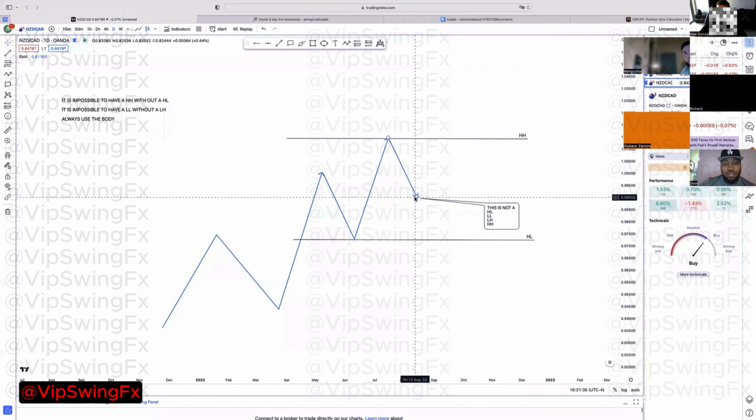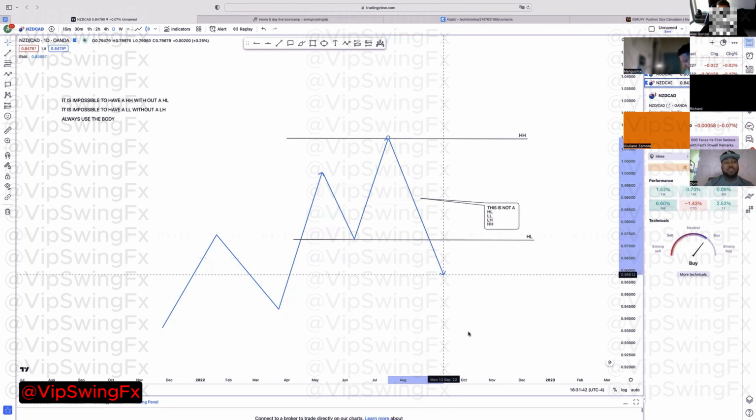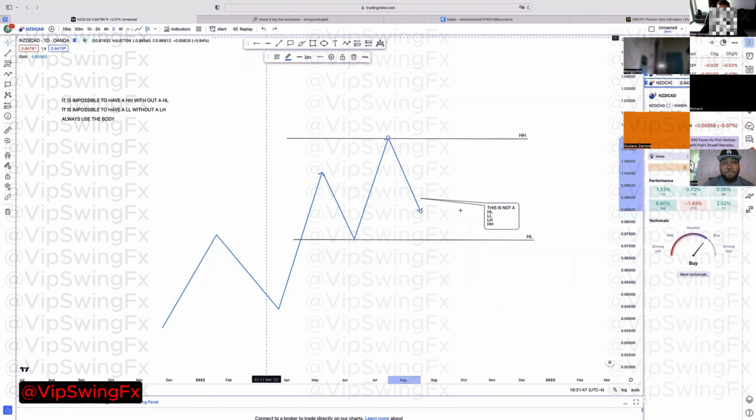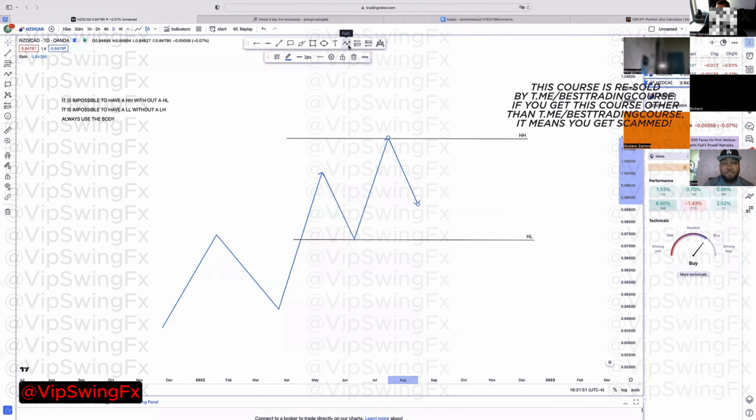This is literally nothing, because as of right now, we don't know what this is going to do. We don't know if this is going to come here. We don't know if it's going to come here. We don't know if it's going to do this or this. We have no idea. This is simply nothing. As of right now, it is just nothing, right? Do you guys understand how that's not a higher high or higher low?